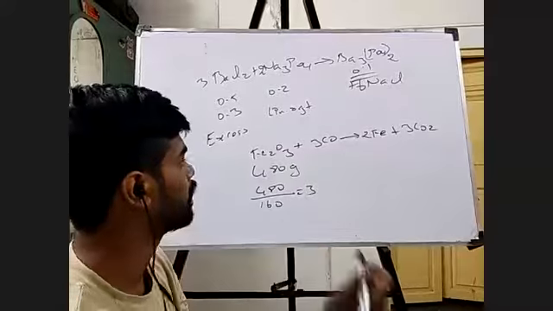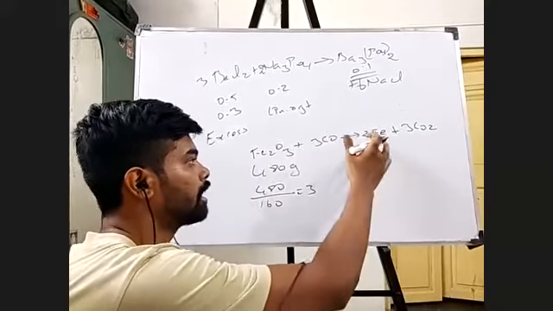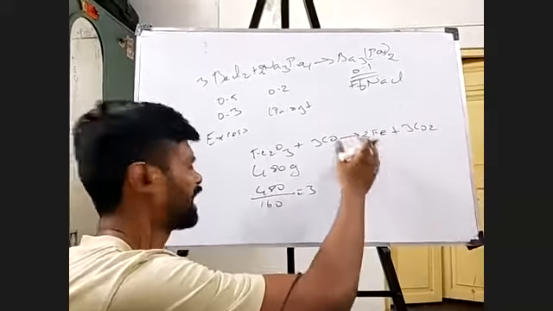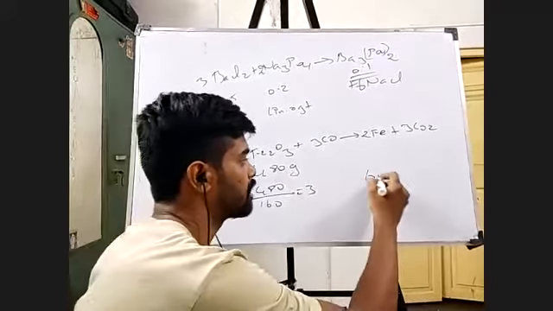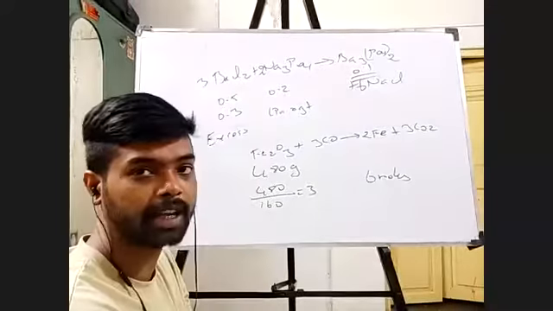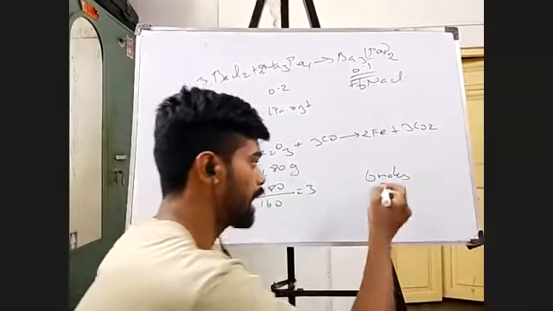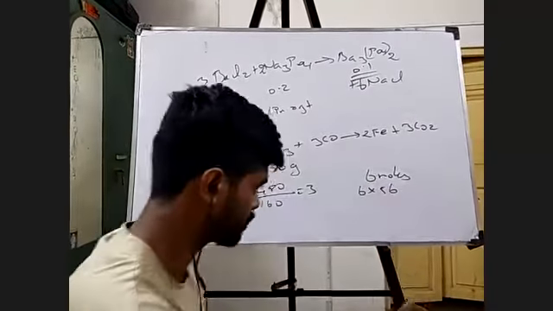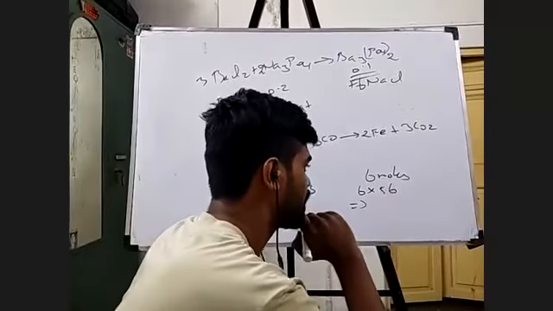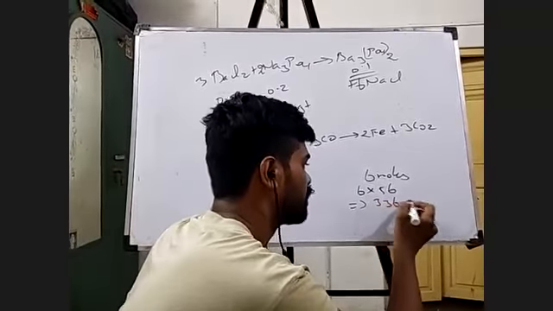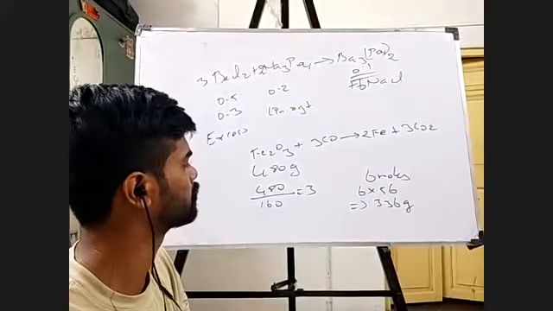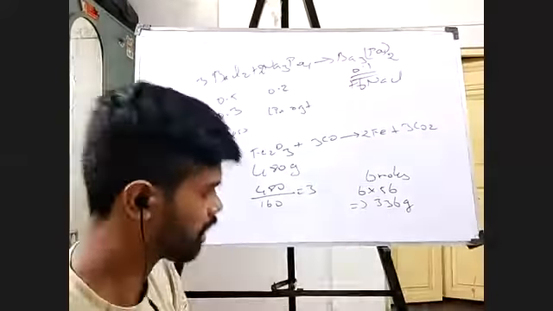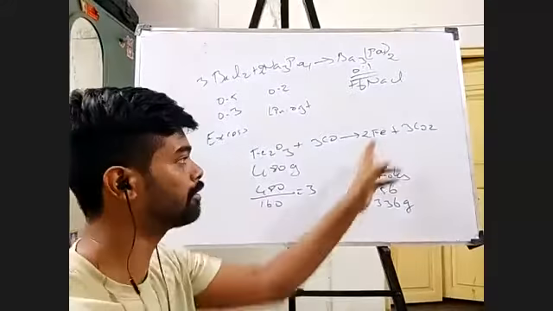Now for 1 mole of Fe2O3, I form 2 moles of Fe. And for 3 moles, how much? For 1 mole, 2 moles. For 3 moles, can I say 6 moles of Fe is getting formed? So I calculate the mass for 6 into 56, which will be 300 plus 36, that is 336. So I found 336 grams of Fe.